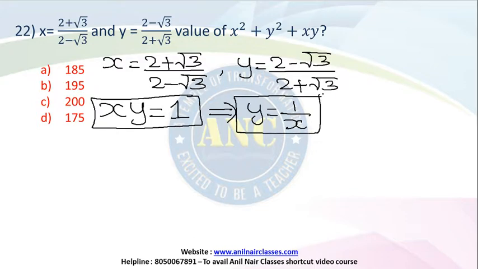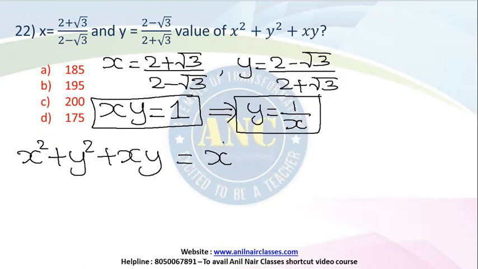Now what is it that they are asking you in the question? They are asking you to find the x square plus y square plus xy value. If I further simplify, this is x square plus y square, where y is nothing but 1 by x, so y square is 1 by x square, plus xy value we know as 1. Now this is what they are asking you in the question.